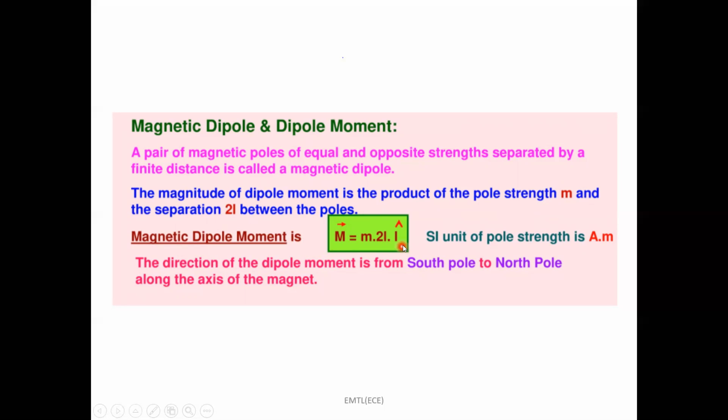Here the one cap means it is a unit vector. The SI unit of magnetic dipole moment is ampere meter squared. The direction of the dipole moment is always from south pole to north pole. Actually, outside the magnet, the direction of the magnetic field is always from north to south. But in the case of the dipole moment, the direction is from south pole to north pole.